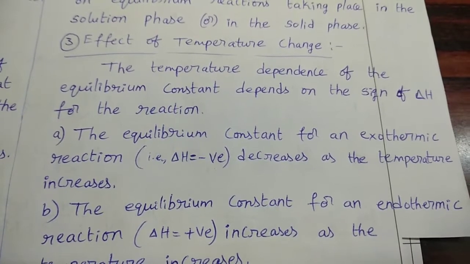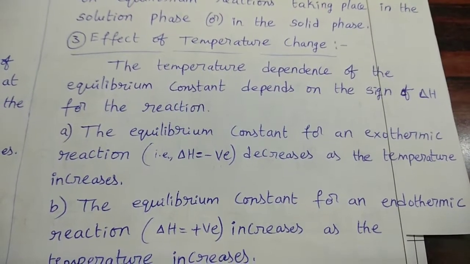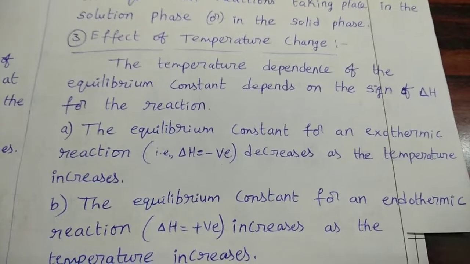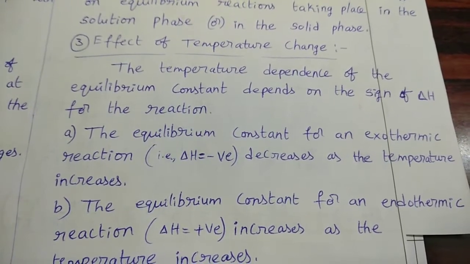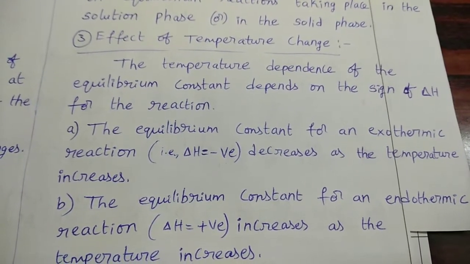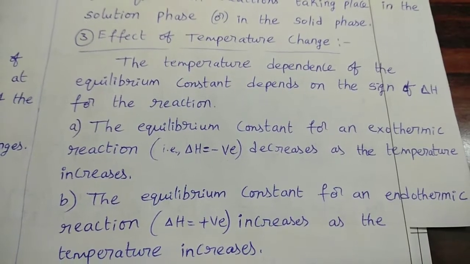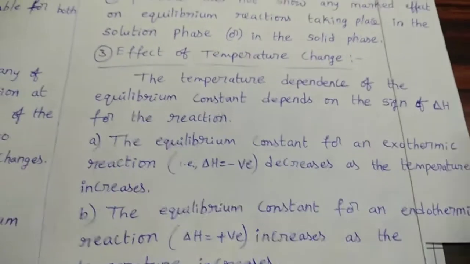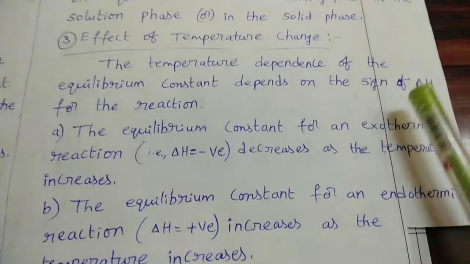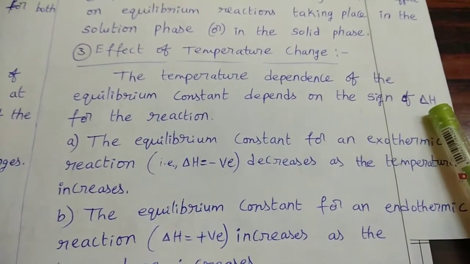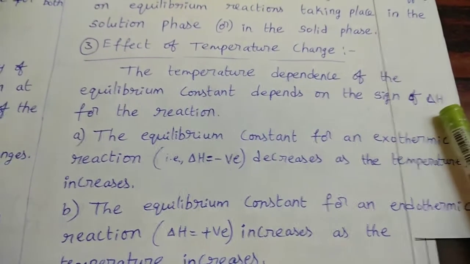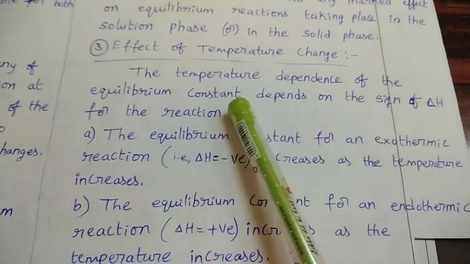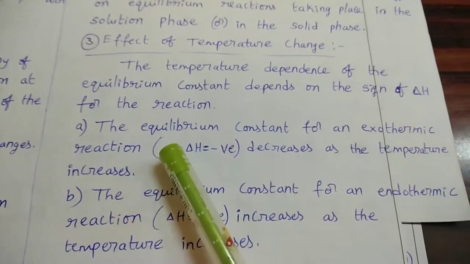In last class we completed effect of pressure change. Now see the effect of temperature change. The temperature dependence of the equilibrium constant depends on the sign of delta H for the reaction. That means enthalpy change of the reaction. Delta H is nothing but enthalpy change of the reaction. Based upon its sign, equilibrium constant depends.